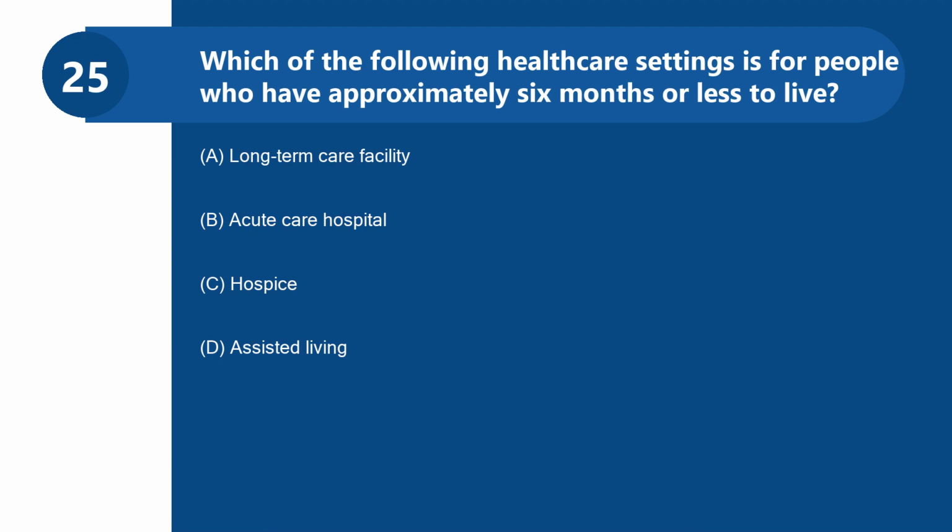Question 25. Which of the following healthcare settings is for people who have approximately 6 months or less to live? Option A, long-term care facility. Option B, acute care hospital. Option C, hospice. Option D, assisted living. The correct answer is option C, hospice.